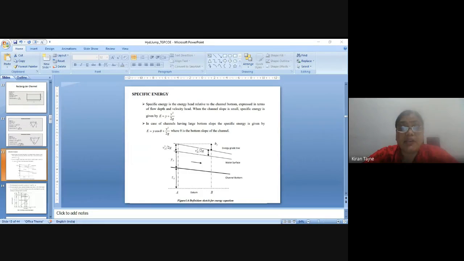Okay. Then if the channel has a large bottom slope, the specific energy is given by y cos theta plus v square by 2g, where theta is the angle between the channel bottom and the horizontal line. So if the horizontal makes an angle of theta with the channel bottom, then the vertical component will be y cos theta. So it is y cos theta plus v square by 2g.